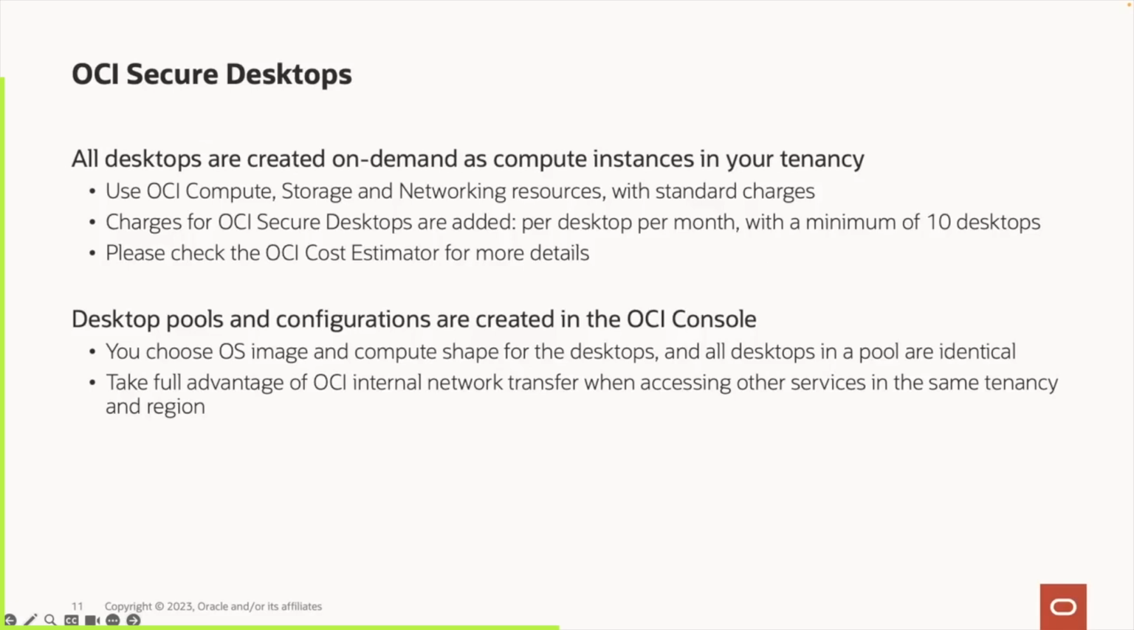Now, there's a charge for the OCI Secure Desktop service because it's the service that's going to organize the desktops, create the pools, set up the pools, install them, and then make sure that users can access them. That charge is per desktop per month, with a minimum of 10 desktops per pool. That charge is $5 per desktop per month in the US, and you should check the OCI cost estimator for more details in your region.